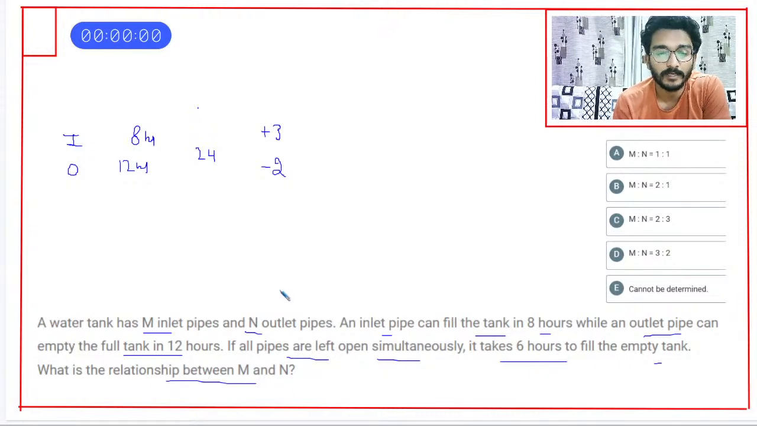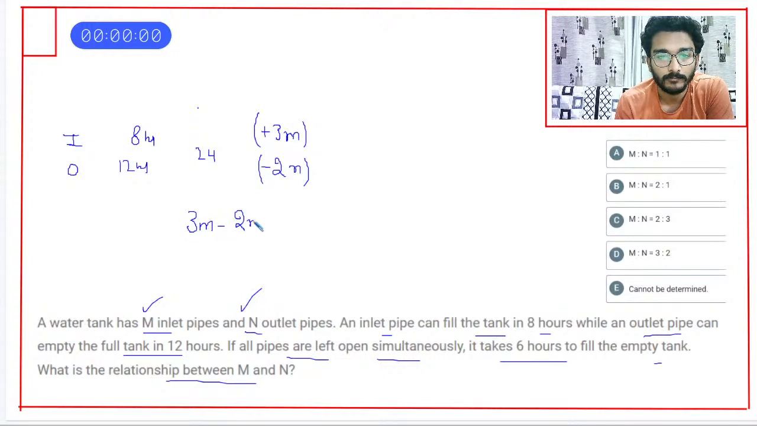So what is the relation between M and N? Let's say quantities M are there, N are there. So the effective would be what? 3 into M, 2 into N. So 3M minus 2N. And they are working for 6 hours. The total capacity is 24.